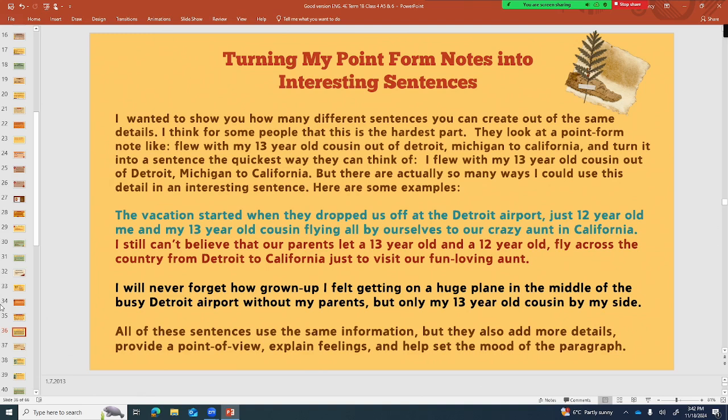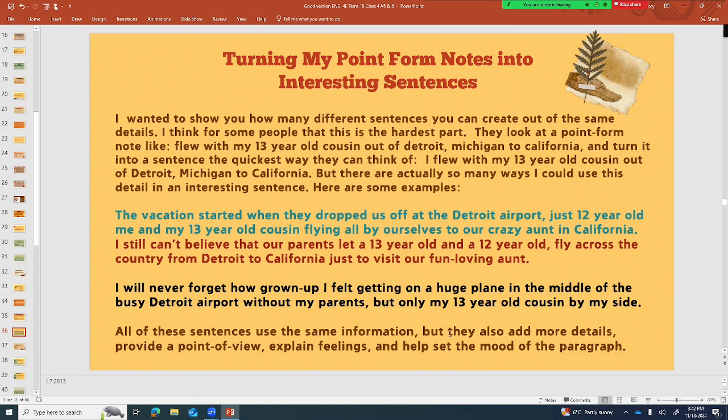So here are some possible examples that I might use when I'm talking about the next little bit of this paragraph. The vacation started when they dropped us off at the Detroit airport, just 12-year-old me and my 13-year-old cousin flying all by ourselves to our crazy aunt in California. I still can't believe that our parents let a 13-year-old and a 12-year-old fly across the country from Detroit to California just to visit our fun-loving aunt. I will never forget how grown-up I felt getting on a huge plane in the middle of the busy Detroit airport without my parents, but only my 13-year-old cousin by my side.